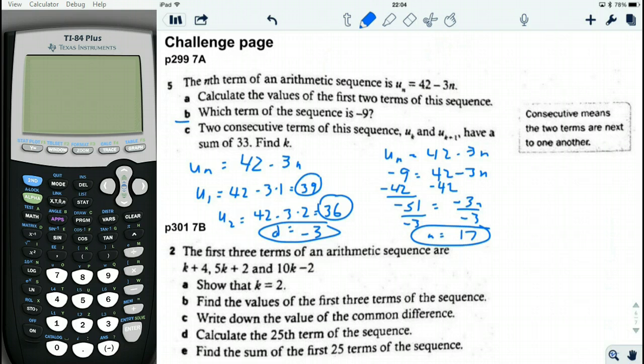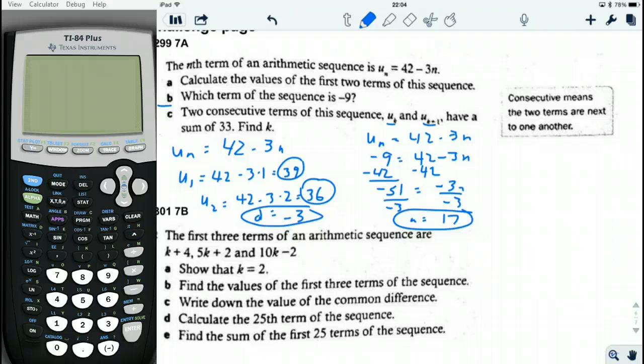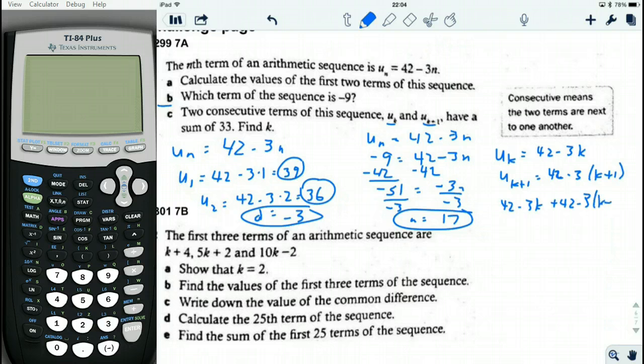Two consecutive terms of the sequence, u_k and u_(k+1), have a sum of 33. Find k. Okay, this is the difficult part. The kth term and the (k+1)th term have a sum of 33. So let's say u_k is equal to 42 minus 3k, and u_(k+1) is equal to 42 minus 3(k+1). If we add these two together, we're going to get 33. So 42 minus 3k plus 42 minus 3(k+1) is equal to 33.